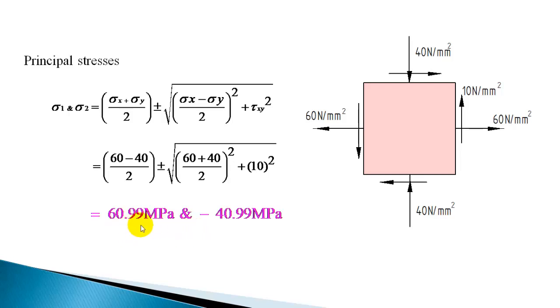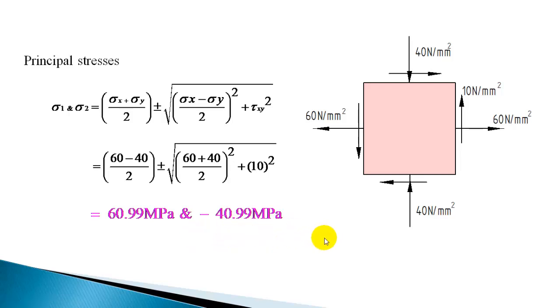So on one plane you will have maximum tensile stress, and on another plane you will have maximum compressive stress. So within this body, the maximum tensile stress will be 60.99 megapascal and the maximum compressive stress will be 40.99 megapascal. If you take any plane other than the principal plane, you will get tensile stress less than 60.99 only, or compressive stress less than 40.99. You cannot get tensile stress more than this or compressive stress more than this. So these are the principal stresses.